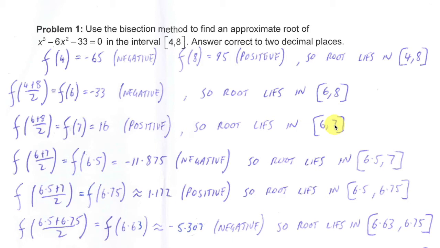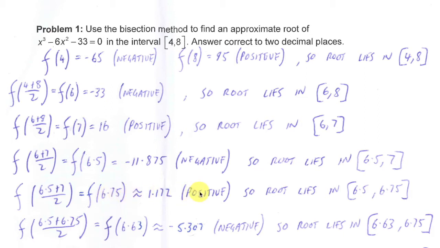And I keep on repeating this process, reducing the size of the interval and looking at a mix between a positive and a negative at all times. So now f of 6.5 produces a negative. So I want a mix between negative and positive. So I can say now that I've got 6.5 to 7 because 6.5 produces a negative and 7 produces a positive. Now let's halve the interval again and explore f of 6.75.